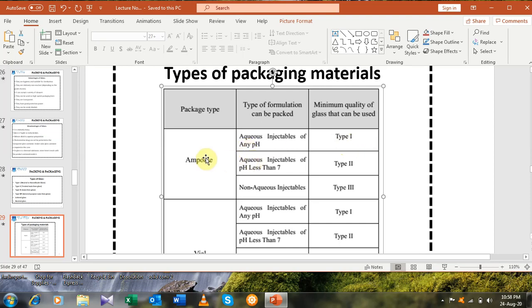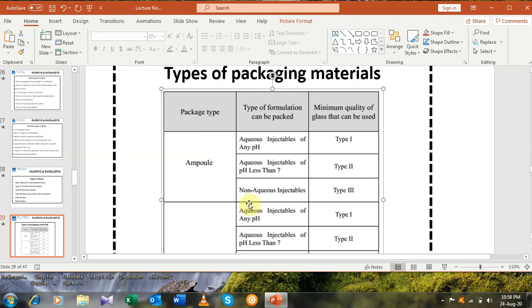And in case of the packaging, if we use it, we would select the type 1 glass in case of aqueous preparations, that is injectables of any pH. While in case of aqueous injectables of pH less than 7, we will select the type 2 glass. And for non-aqueous injectables, type 3 glass can be used for the packaging. The glass composition for that is type 3.